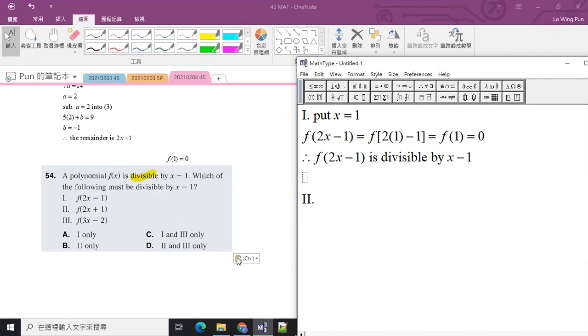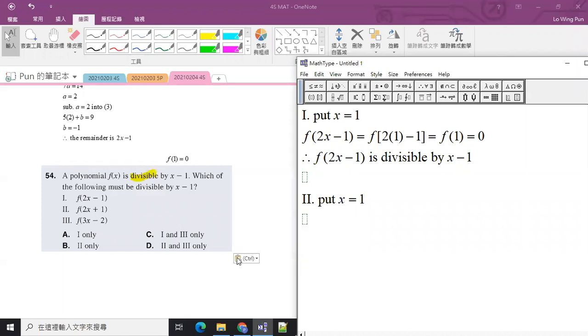Statement 2. Again, because we want to test whether this function is divisible by x minus 1, we need to put x equals 1 to see whether it will be equal to 0 or not. OK, we put x equals 1 in and see whether it calculates to 0. If it is 0, we say yes, it is divisible by x minus 1. If it is not 0, we say no. Okay?